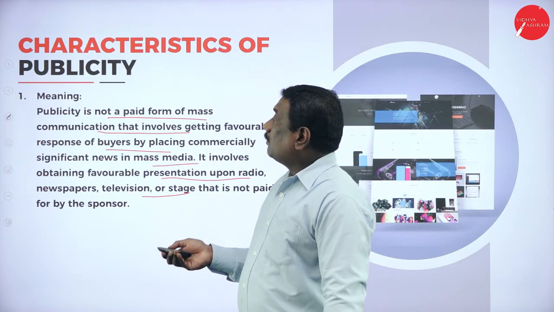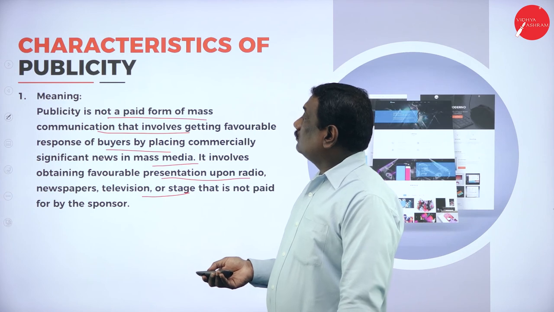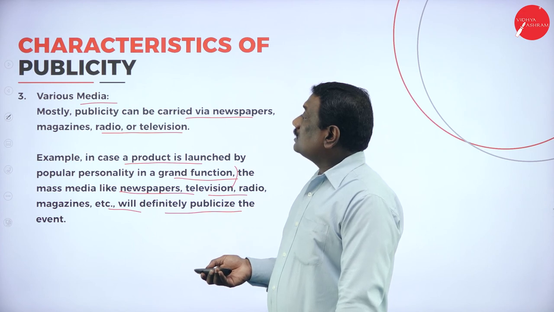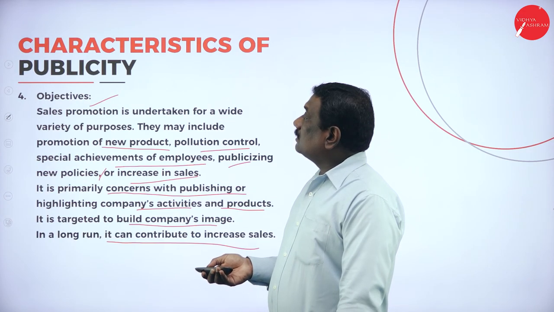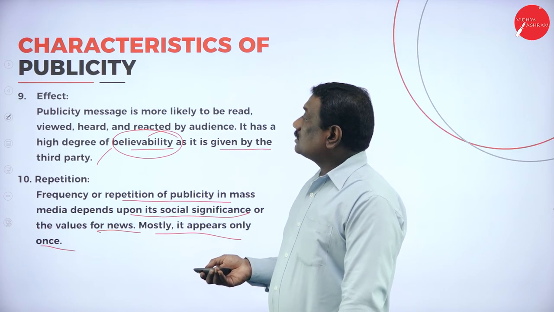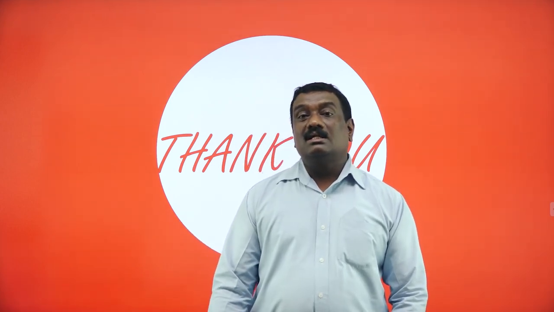So as I told you, the meaning of publicity, it is a not paid form. Then various media. So these are characteristics, then objectives, control of producers, part of public relations, cost, effect, reputation. So students, these are the various aspects which I have covered in today's topic. So it is important on the part of publicity mainly. Now publicity, they can ask you for 5 marks or 10 marks. So what is publicity? And you can just write a note on publicity. Then you have to write all these points, right, and explain it. So it can be asked for 5 marks.